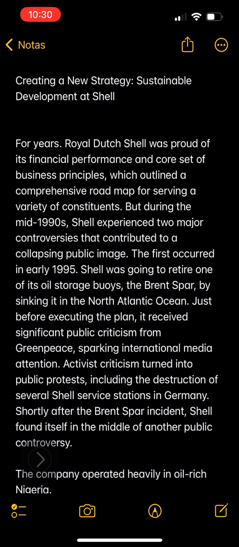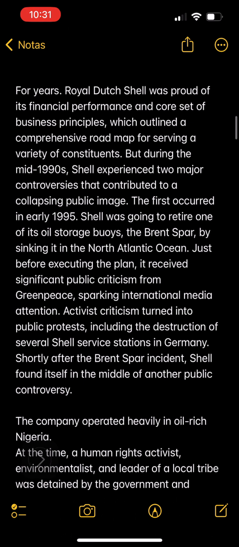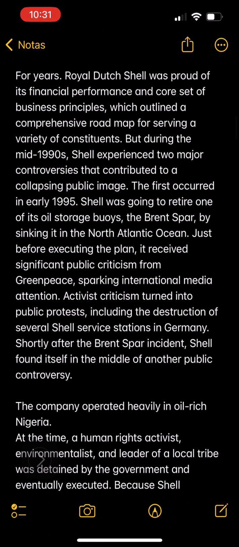The first occurred in early 1995. Shell was going to retire one of its oil storage buoys, the Brent Spar, by sinking it in the North Atlantic Ocean. Just before executing the plan, it received significant public criticism from Greenpeace, sparking international media attention. Activist criticism turned into public protests, including the destruction of several Shell service stations in Germany.